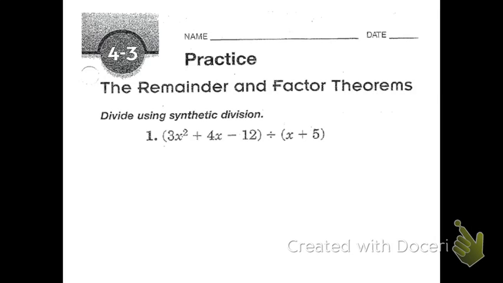Alright, ladies and gentlemen, this is day 2 of the remainder theorem, trying to figure out factors, and here we go. It says use synthetic division to divide. So we're going to do it with a 3, a 4, and a negative 12. What goes in the box?